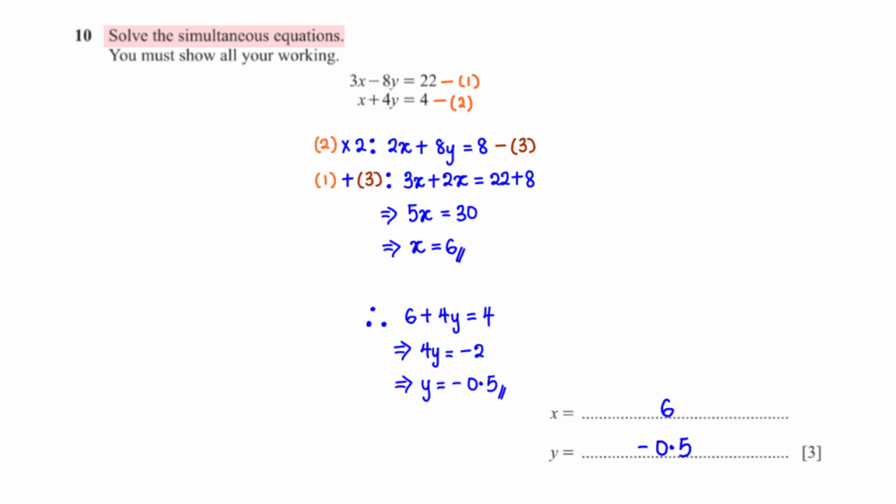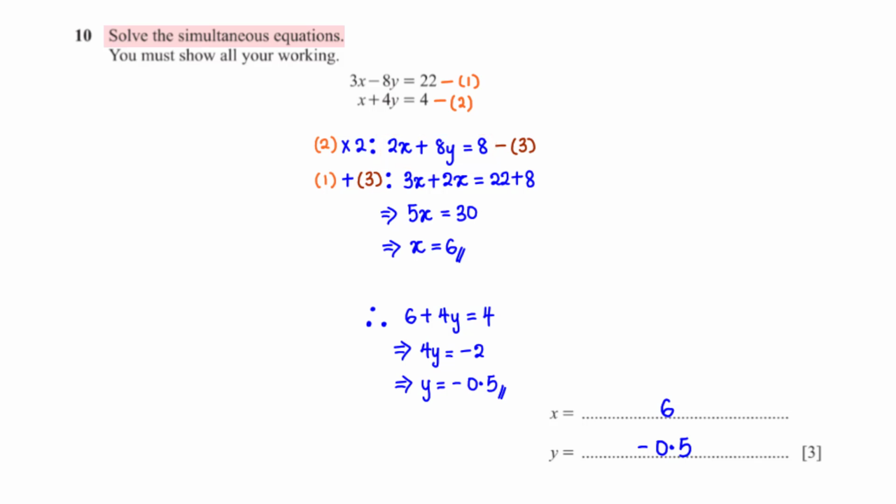Solve the simultaneous equations. You must show all your working. 3x minus 8y equals 22. x plus 4y equals 4. Let's start by eliminating the variable y. To do this, we can multiply equation 2 by 2. This gives us 2x plus 8y equals 8. We can label this equation as equation 3.